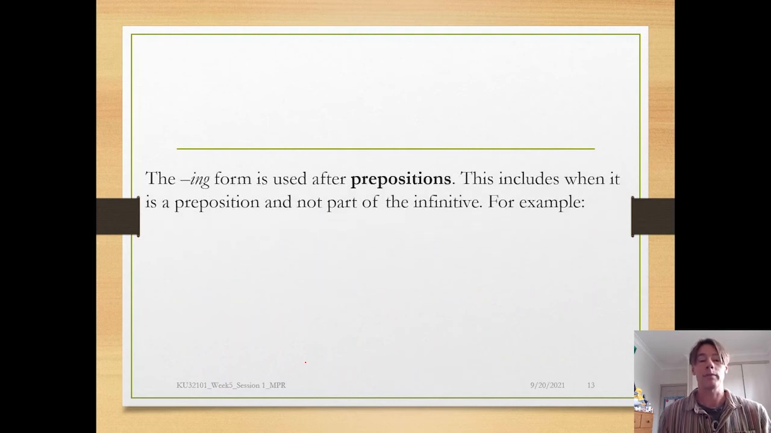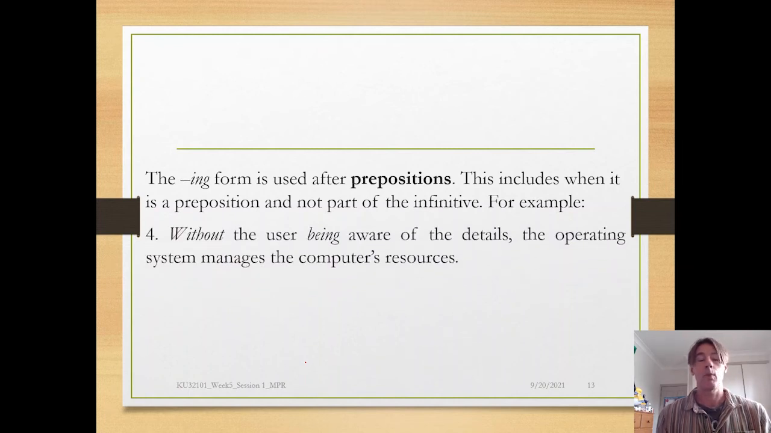The ing form is used after prepositions. This includes when it is a preposition and not part of the infinitive. For example, without the user being aware of the details, the operating system manages the computer's resources. Without is our preposition, and because it's following it, we have being. We change be to being, and it becomes our gerund.